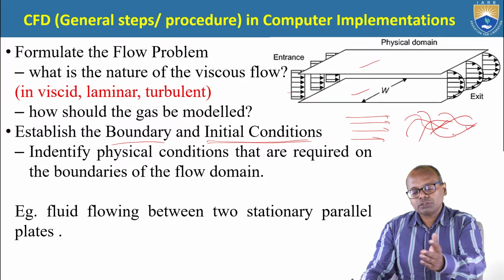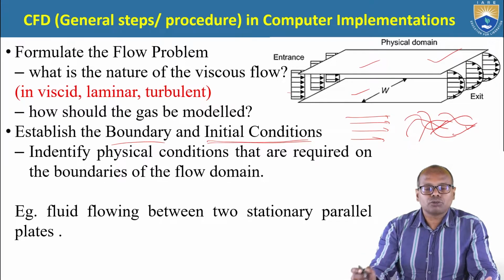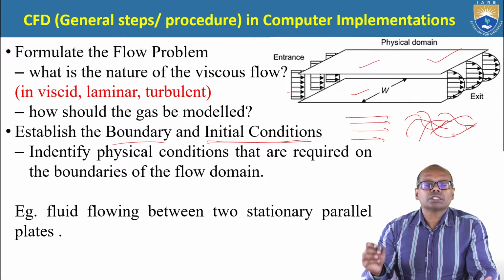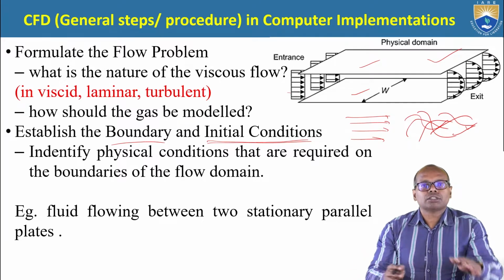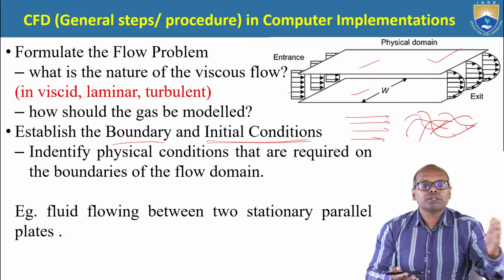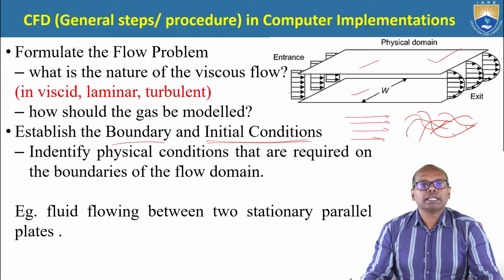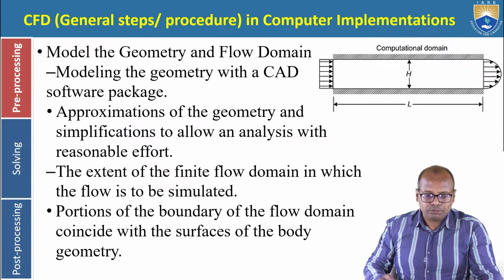Now in this problem, we'll see how to solve this problem. What the domain should look like, all those things we have to see. So what is the problem? The problem is the fluid is flowing between two stationary parallel plates. The plates are kept stationary, and we are allowing some fluid to flow between these two parallel plates. So that is the problem.